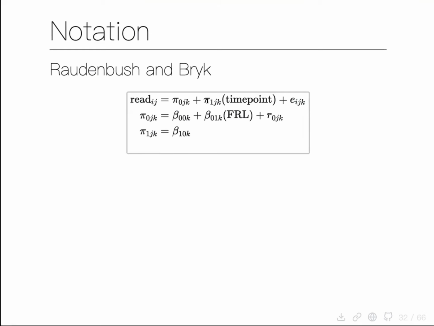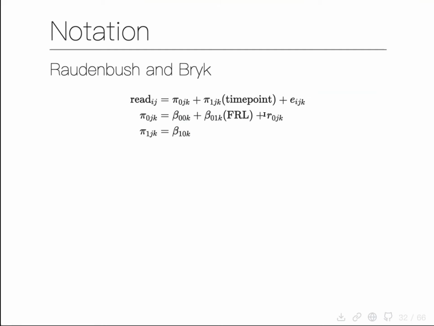Okay? Each of these parameters then get their own equation. So pi 0 jk is equal to beta 00k. This is the actual fixed effect for the intercept here. So this is like the average intercept plus FRL. Oh, I don't have FRL in the model though. So this would be a more complicated model than what we're currently doing. But this would be a student level predictor of the intercept.